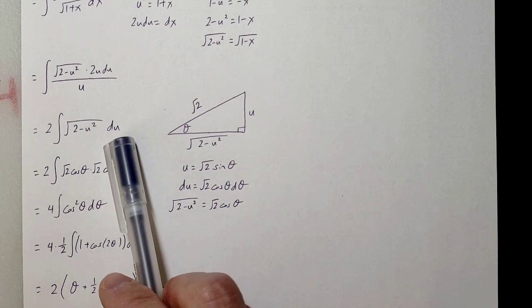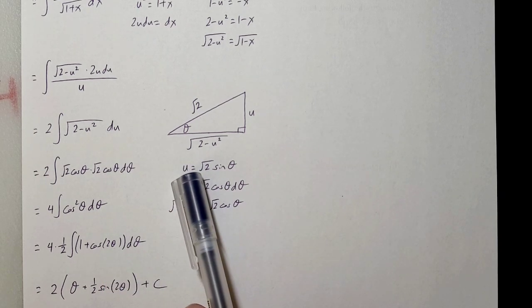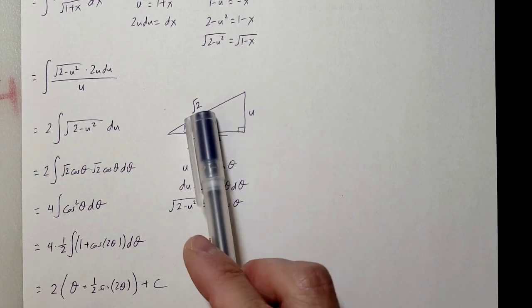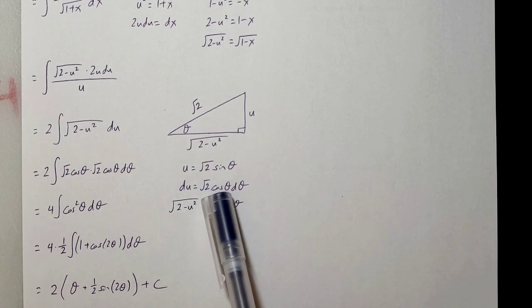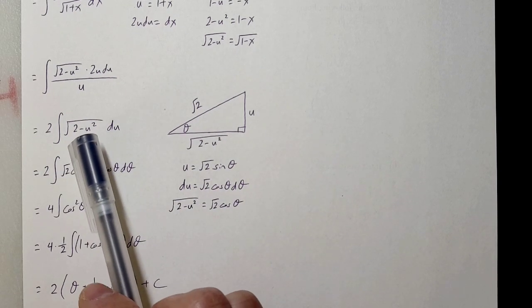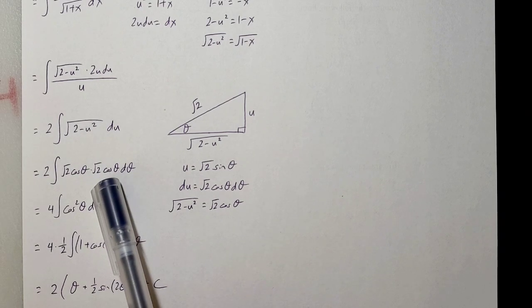And then we need du, so I need to get u. So sine theta is u over square root 2. So square root 2 sine theta is u, and then du is square root 2 cosine theta d theta. Substitute everything, I get this.